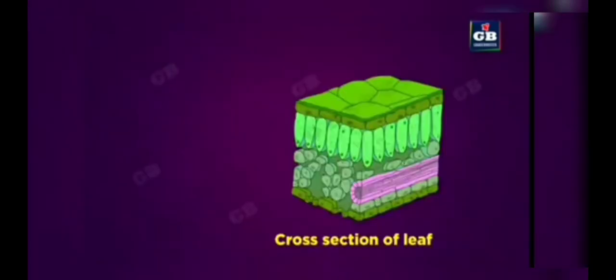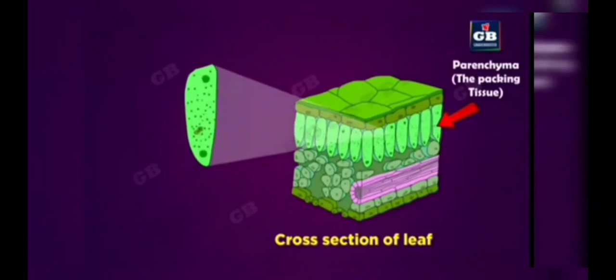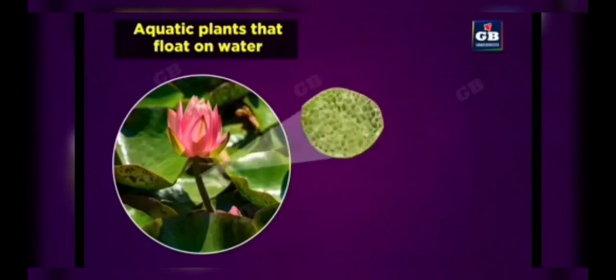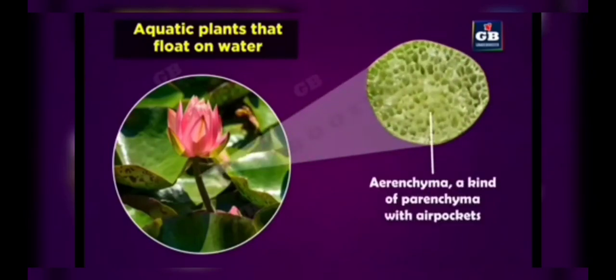Do you know the functions of parenchyma tissue? The cells of parenchyma tissue present in leaves contain chloroplast and help in photosynthesis. In such cases, the kind of parenchyma is called chlorenchyma. Parenchyma makes the plant float in aquatic plants. Large air cavities are present in parenchyma, which help the plant to float on water. This parenchyma is called aerenchyma.